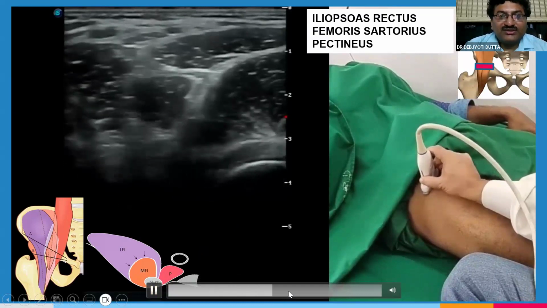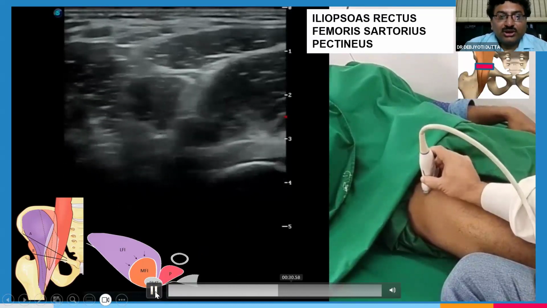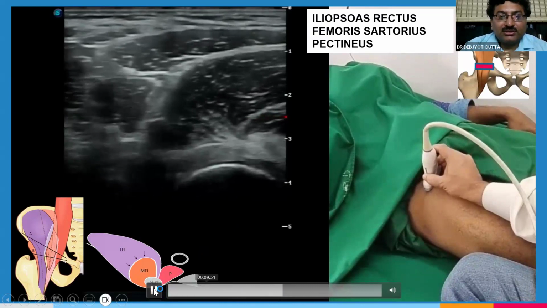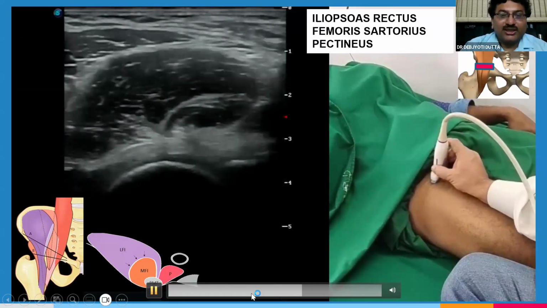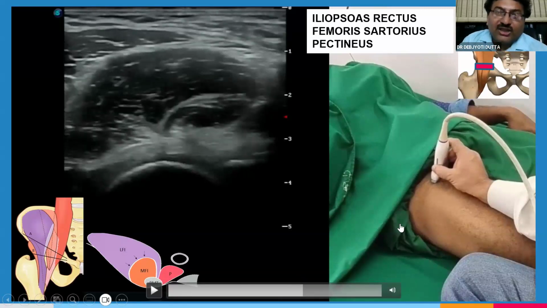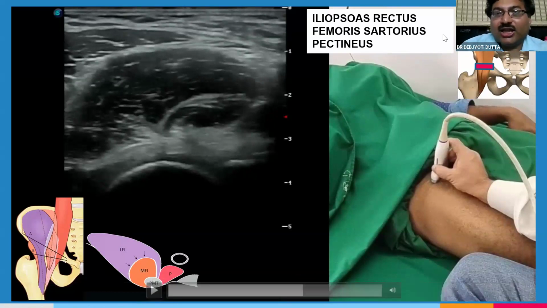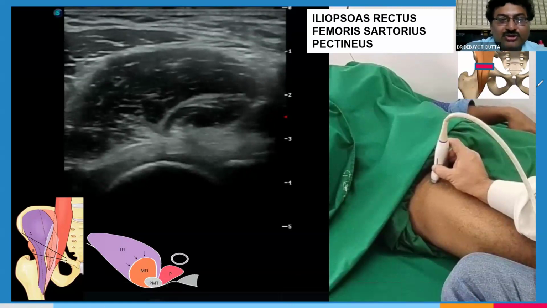Again, moving towards the psoas tendon and psoas muscle. If we look at this point, I'm just showing you. Here is a very important and very beautiful picture of the tendon. I am showing this because with the scanner, these pictures will help you a lot. You can see this is the psoas tendon, the hyperechoic tendon.